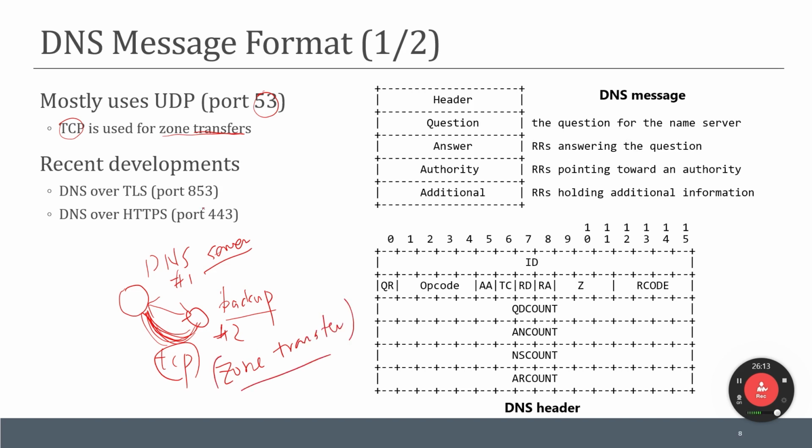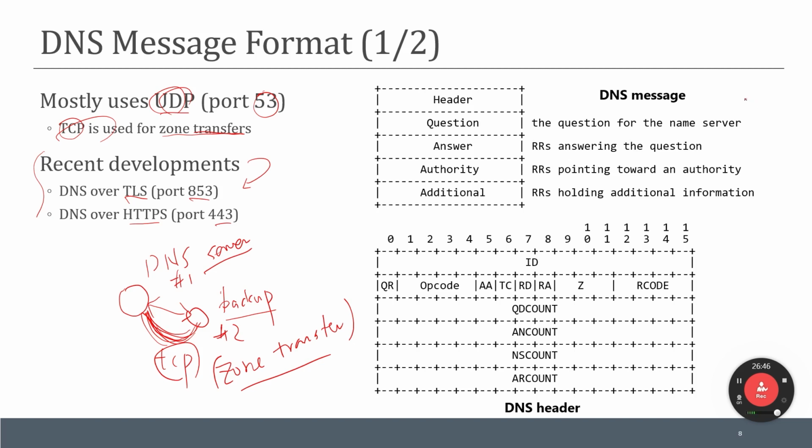So for the zone transfer, TCP is used. Other than zone transfer, mostly when you type HTTP slash and the domain name, for the IP address for a certain domain name, then you use UDP. And recent developments sometimes utilize either TLS or HTTPS with different ports, 8053 or 443, but it's not widely used as far as I know.